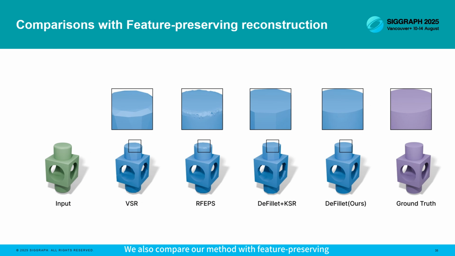We also compare our method with feature-preserving reconstruction approaches on a model containing fillets with different radii. We evaluate VSR, RF, EPS, and KSR. Note that KSR takes as input a point cloud where fillet regions have been removed using our method. These methods perform well on small radius fillets, but fail to remove larger ones. In contrast, our method handles a wide range of radii and recovers shapes with clear sharp features.